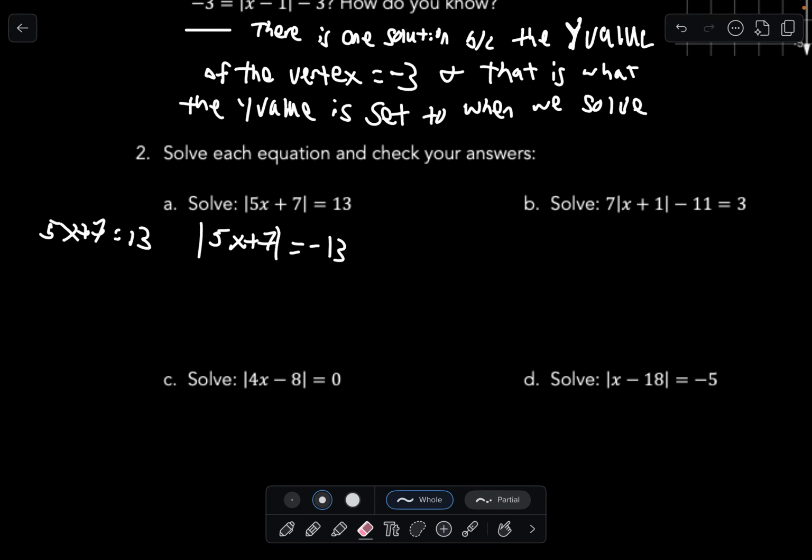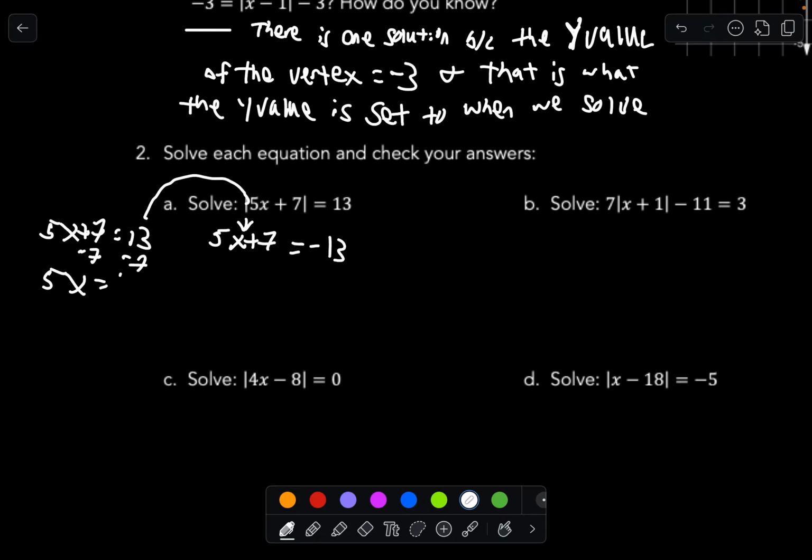So, and I gotta get rid of this. So we take the absolute value and we write it as two different equations. Solving each, subtracting 7, you get 5x equals 6. Dividing by 5, x equals 6/5.